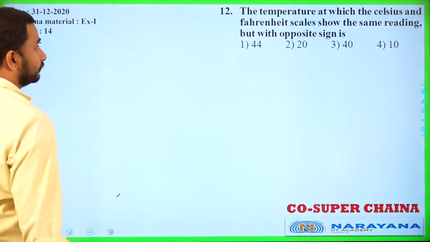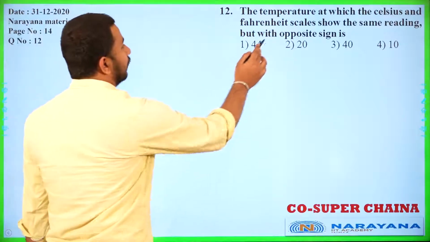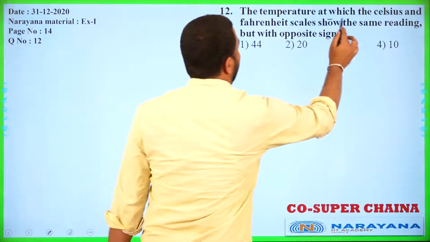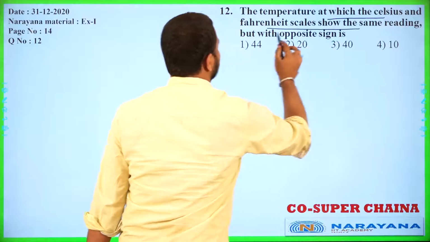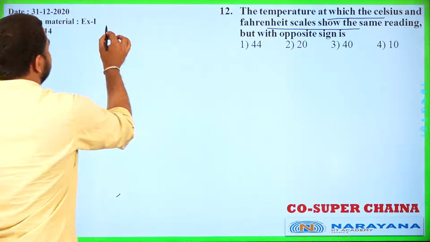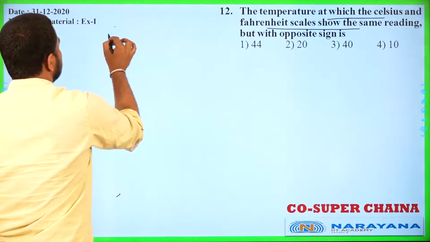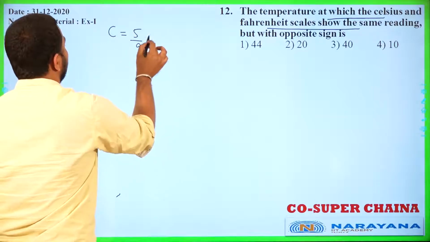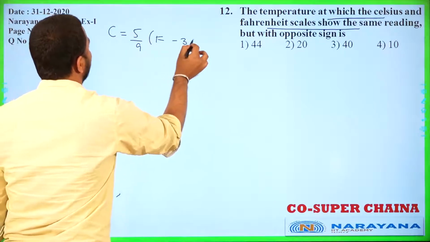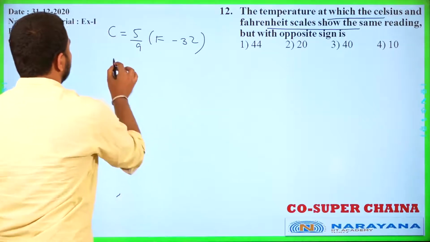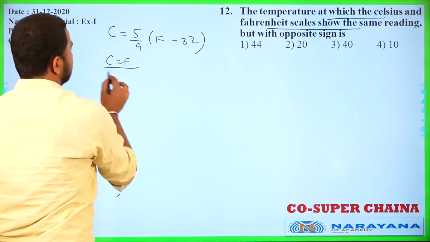Here it is given the temperature at which the Celsius and Fahrenheit scales show the same reading. So here we know C is equals to 5 by 9 F minus 32. If they have the same reading, C is equals to F, we substitute it here.